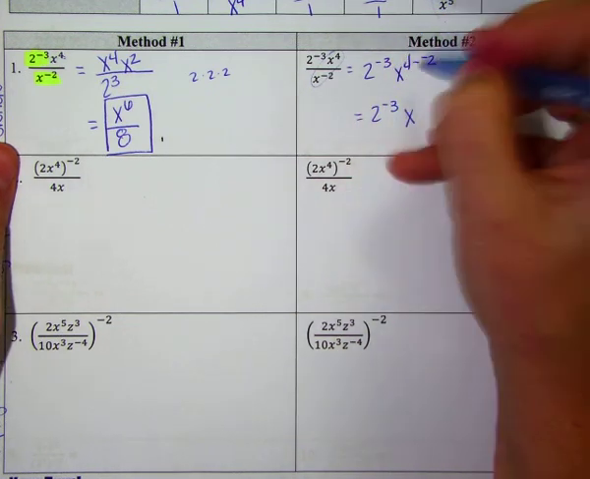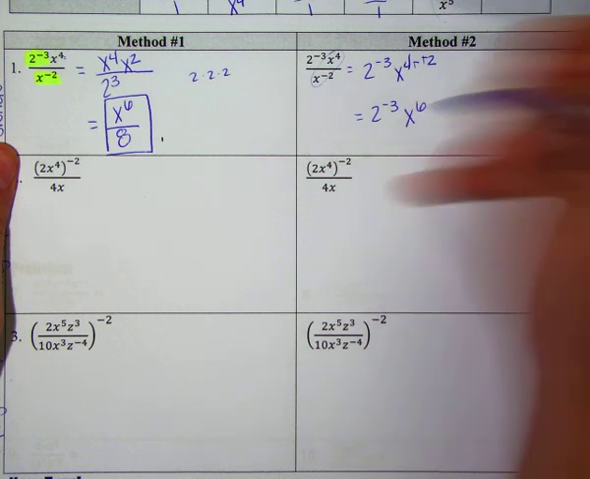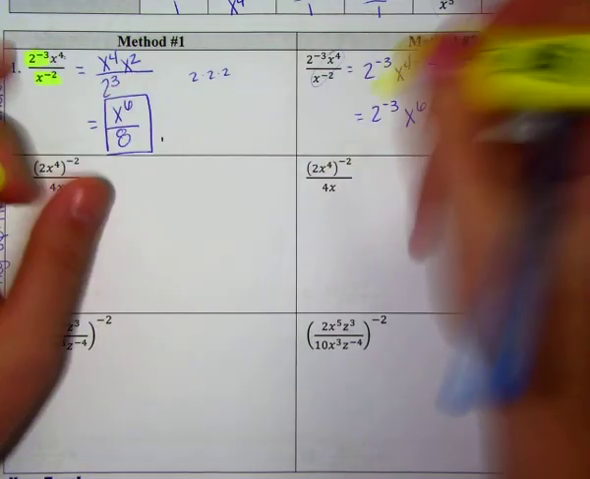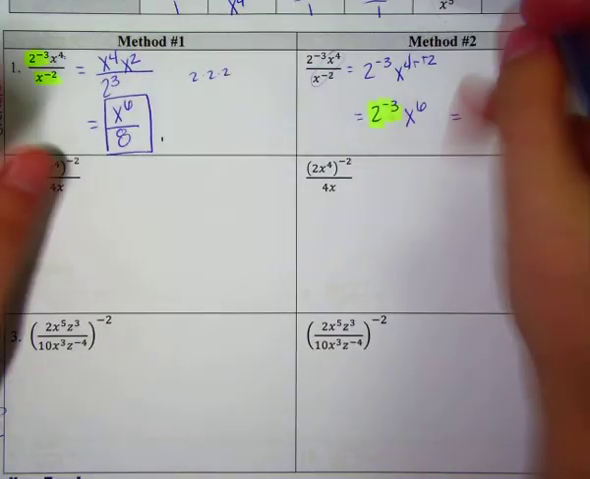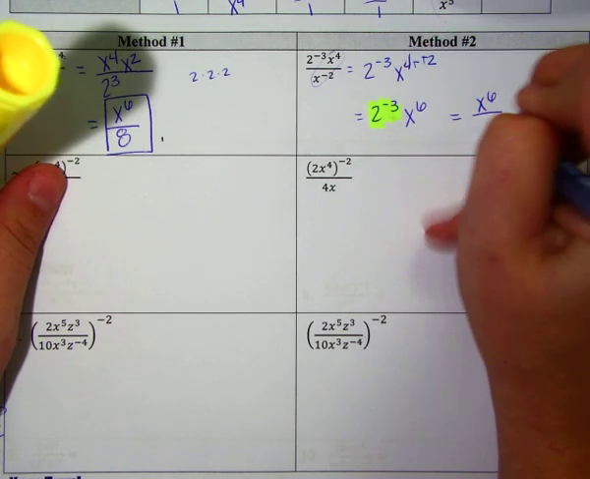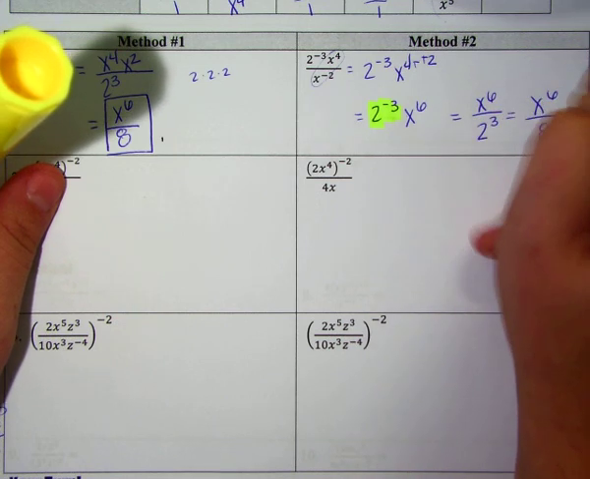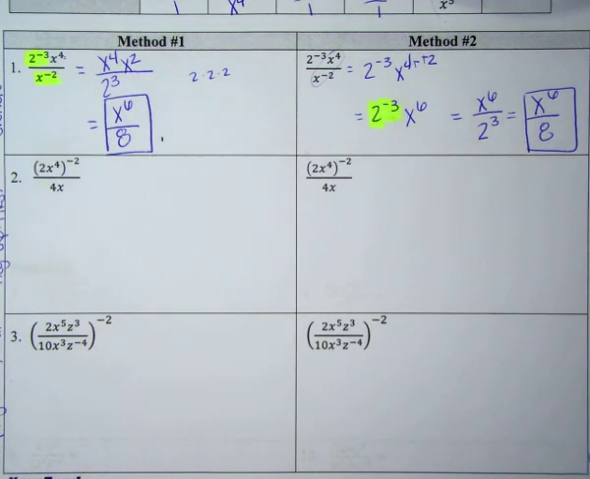This will become x to the 6th power. Last step is to rewrite negative exponents in the denominator. X to the 6th divided by 2 to the third, which is 8. I'll do this 1 or 2 more times.